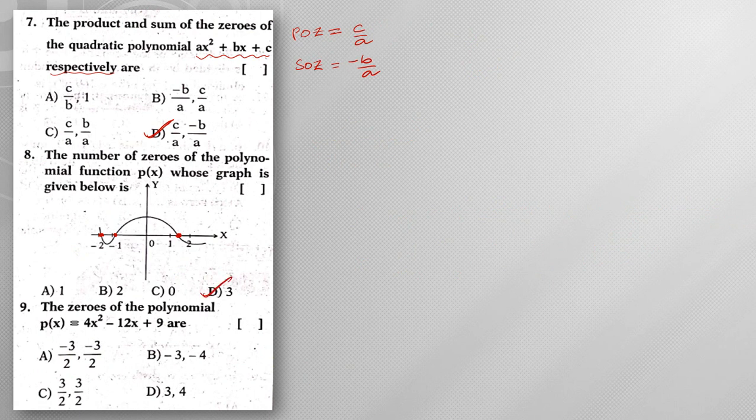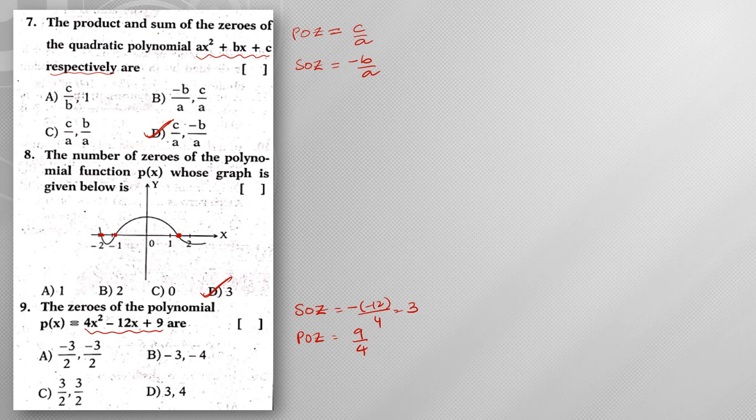Next, the zeros of the polynomial 4x square minus 12x plus 9. This can be done in two ways. The first one is by taking the sum of zeros and the product of zeros. What is the sum of zeros from this? The sum of zeros is minus x coefficient by x square coefficient, that is minus of minus 12 by 4, which is 3. Next, the product of zeros is given by constant by x square coefficient, that is 9 by 4.